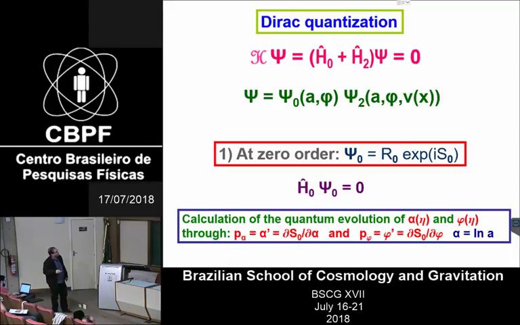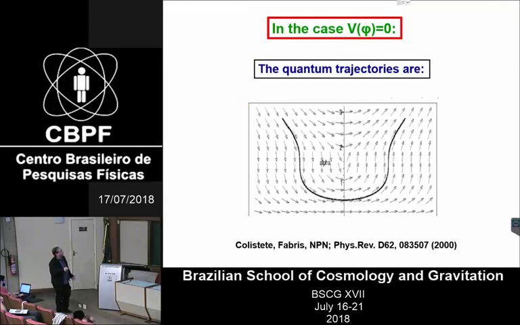Then I can solve this equation, and using the guidance relations, which were described before in this way, with alpha equal log of A, then you can have the background. And one of the backgrounds that I told you about is this one here. Then I'll show afterwards a solution with the potential not zero, okay? In fact, of the exponential potential.